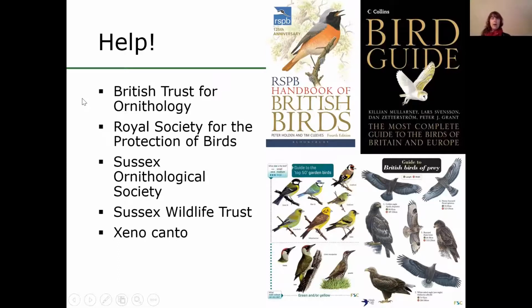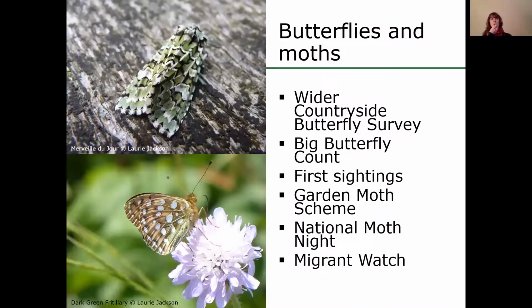again, the BTO have got some really good identification videos. The RSPB have got some useful information with bird calls on there. The Sussex Ornithological Society have got a really useful sightings page, so you can see what other people are seeing around about now, and that can give you some help as well. Sussex Wildlife Trust have had some really great events on birds, and they've got lots of useful information. They do courses about bird identification, and there's a website called Xeno-canto where you can look at bird songs and calls as well.